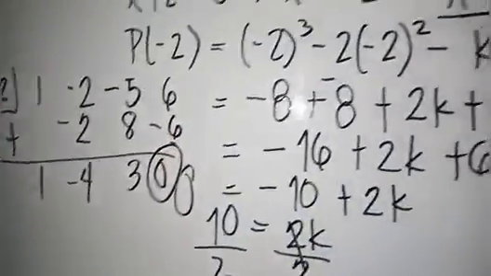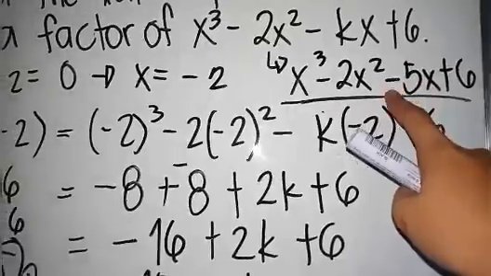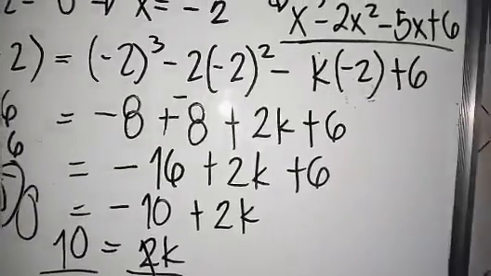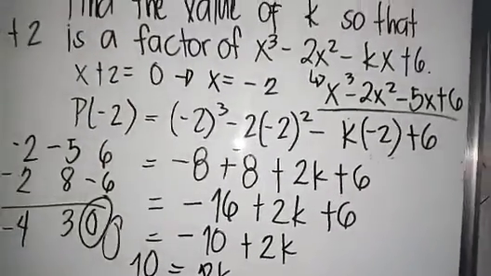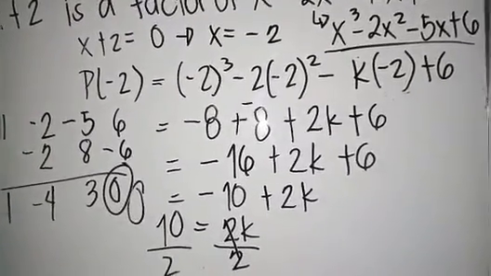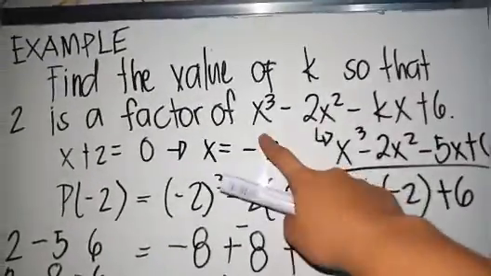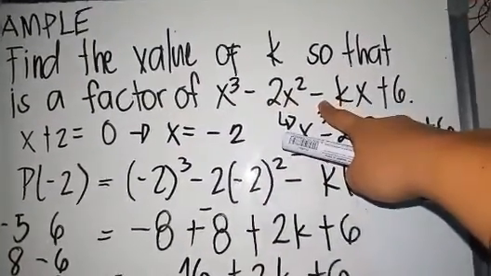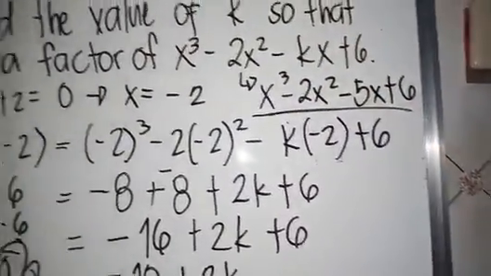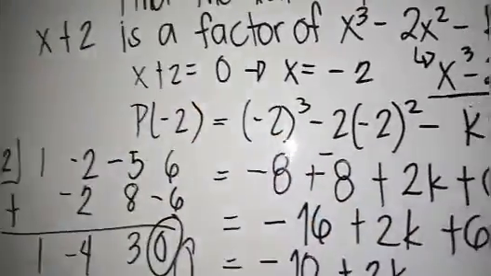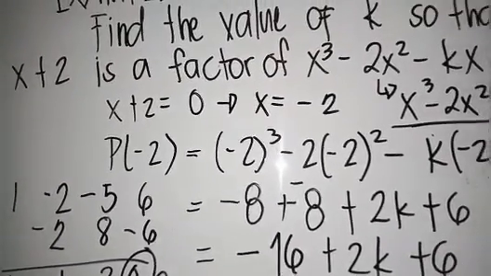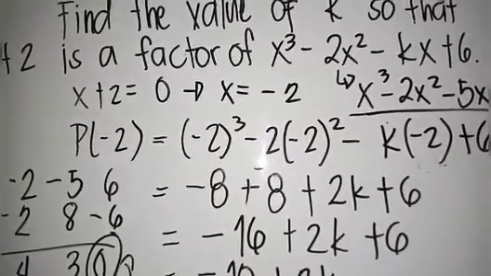So, ibig sabihin, tama yung ating nakuhang value as k na positive 5. So, ibig sabihin, yung ating k dyan ay 5. So, p of negative 2 is equal to 0 when x cubed minus 2x squared minus 5x plus 6 is divided by x plus 2. Thus, x plus 2 is a factor of x cubed minus 2x squared minus 5x plus 6.